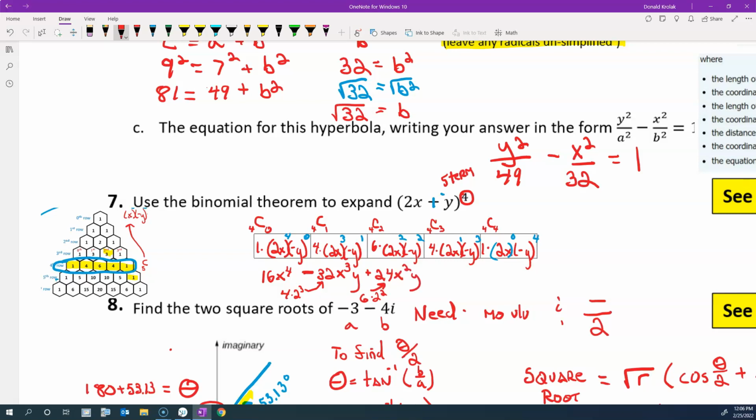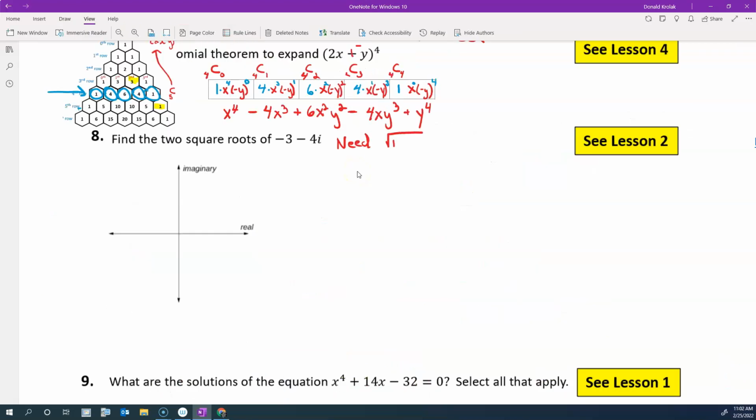Here, my negative has an odd exponent, so it's negative. 4 times 2, 8x y cubed, plus, that's negative with an even exponent, so that's going to be positive. That's 1 to the 0, that's 1, so y to the 4th. And there's my solution.